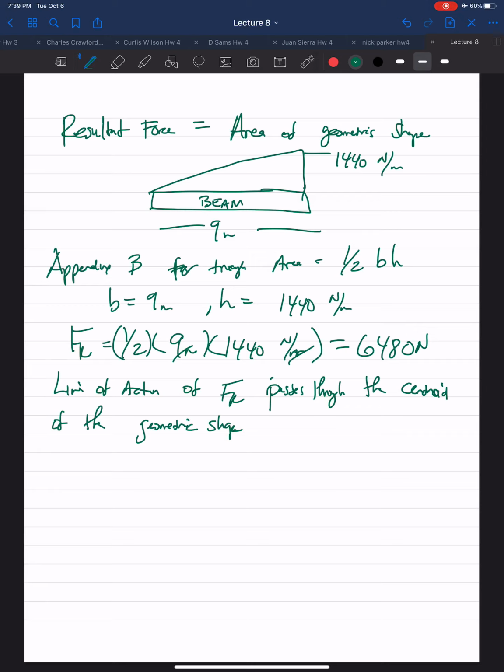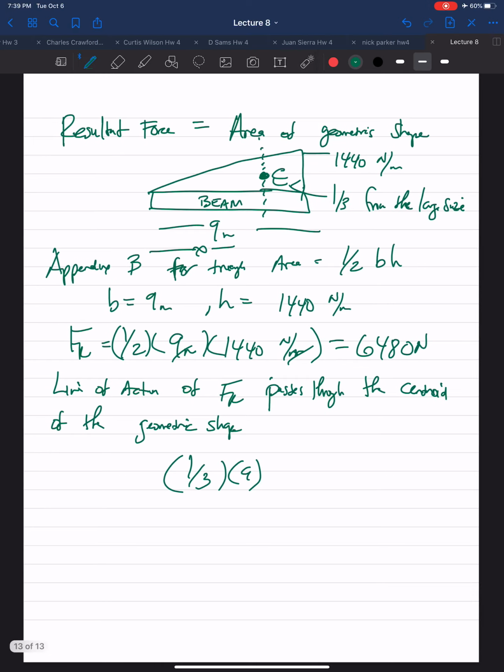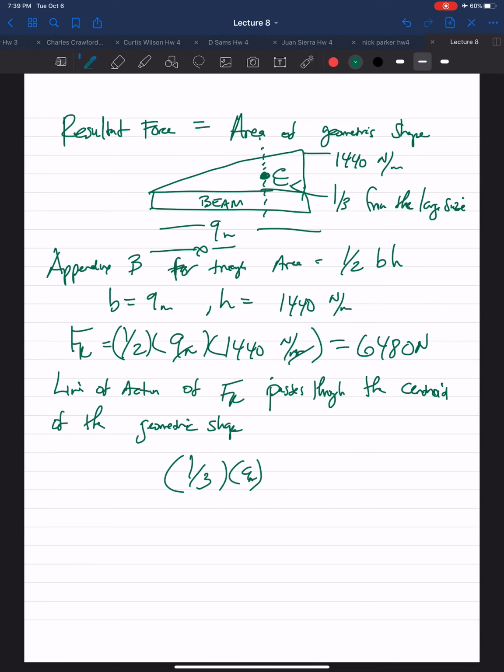So here, when we said it'd be 1/3 from, the way I like to give a clue is to say from this large side of the triangle, or the high side. So that centroid then is here. Well, in the x direction, that's 1/3 of 9 meters. So that's 6 meters from the left is where the resultant force is applied. And that'd be 1/3 of 9, so 6 meters from the left.